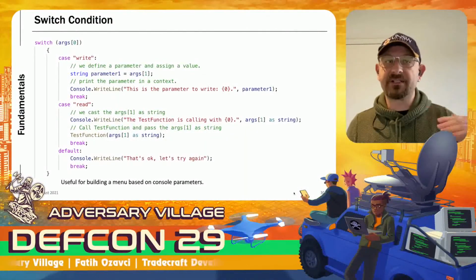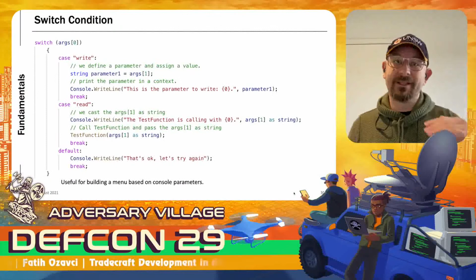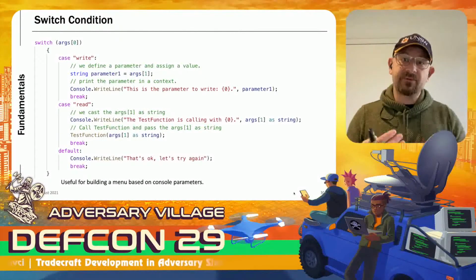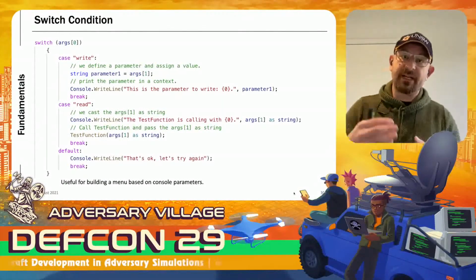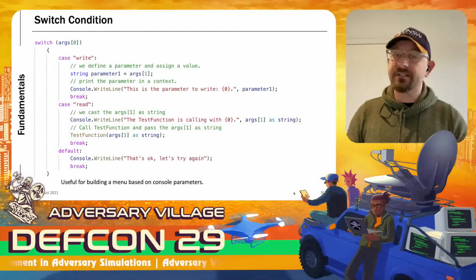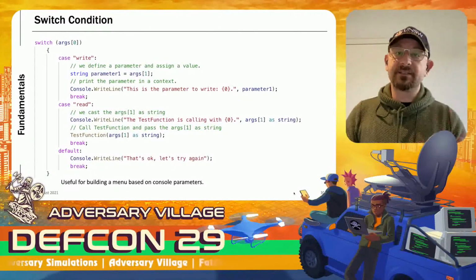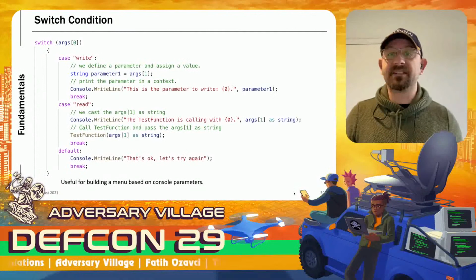If the condition matches, such as the text is read, that function will be called. This type of structure would help you to build actual implant capabilities. For example, write, delete, read, run this, run that, and maybe exit as well.